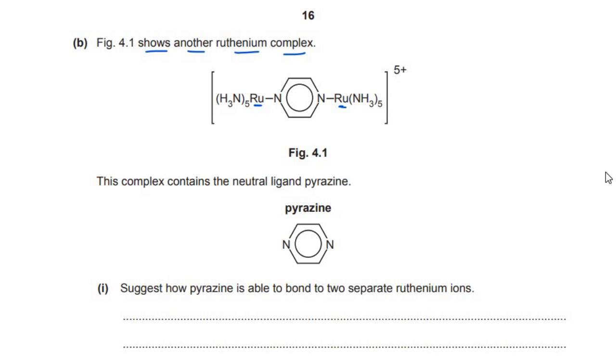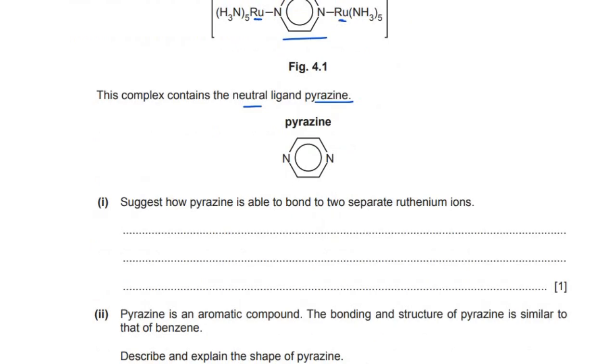This complex contains a neutral ligand, pyrazine. Pyrazine is another ligand shown here, and the ruthenium is bonded to this pyrazine ligand. The question is: suggest how pyrazine is able to bond to 2 separate ruthenium ions. You can see that one ruthenium ion is bonded to one of the nitrogen and the second nitrogen is bonded to the second ruthenium ion. So why is this so?